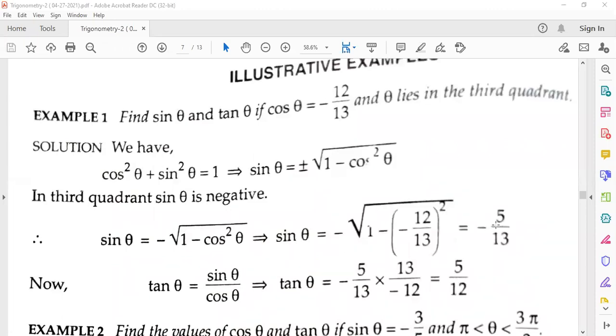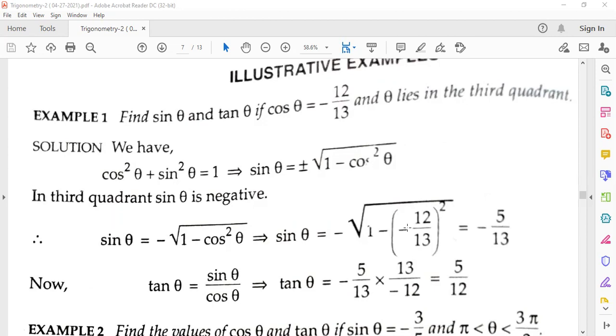So sin theta equals minus root over 1 minus, putting the value of cos theta, minus 12 by 13 whole square. It is coming minus root over, actually it is 169 minus 144, then it will be coming 25 by 169.